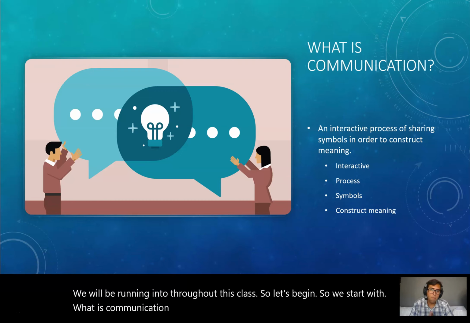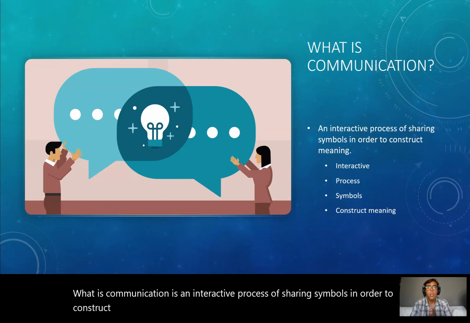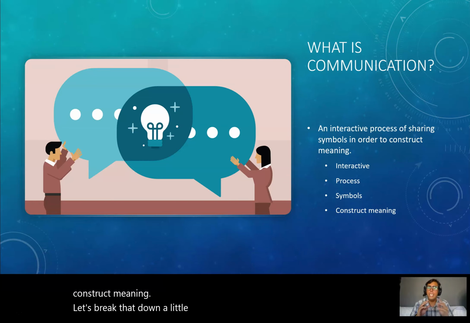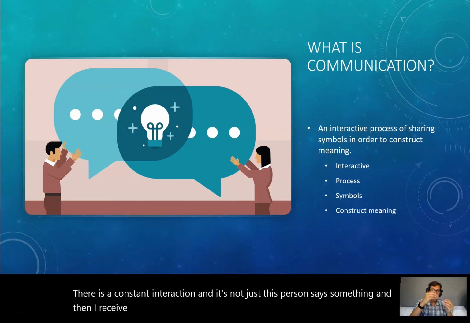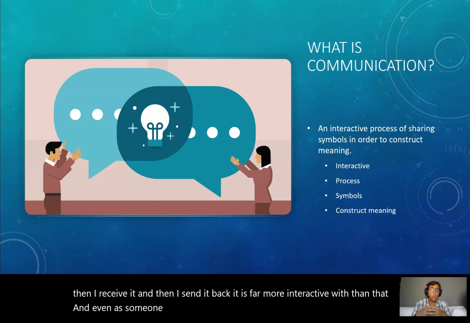Communication is an interactive process of sharing symbols in order to construct meaning. Let's break that down a little bit. First, it is an interactive process, meaning there is a constant interaction. It's not just this person says something and then I receive it and then I send it back. It is far more interactive than that, and even as someone is communicating, the other person is responding.